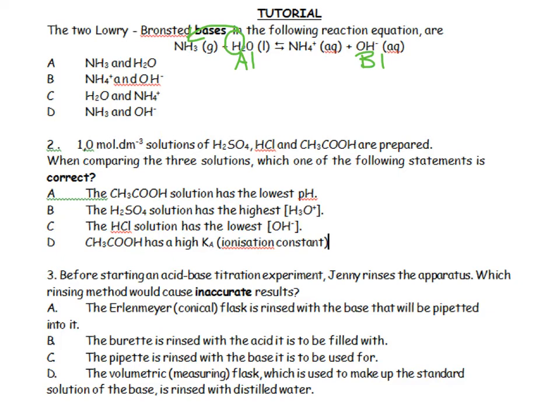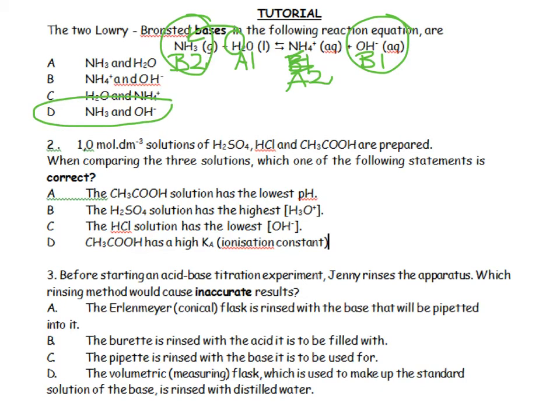Over here, the ammonia is a proton acceptor, so it is a base, and once it has accepted that proton, it has turned into that acid over there. So if I am looking for Bronsted bases, it's ammonia and hydroxide, so it is going to be D.